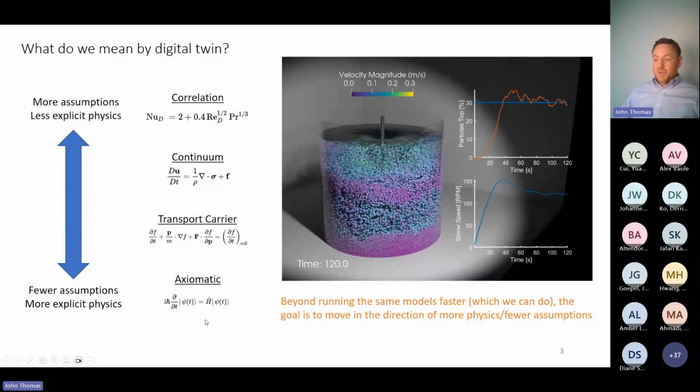If you go down to first principles models, there really are no assumptions outside of a level of theory and a basis set. You're just solving Schrödinger's equation. There's no assumption, as it were. As we get up to correlation, there are a lot of assumptions: topology, Reynolds number regime, etc.